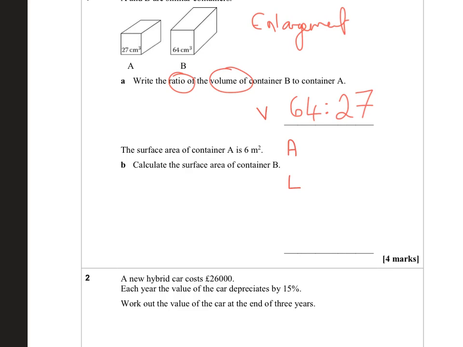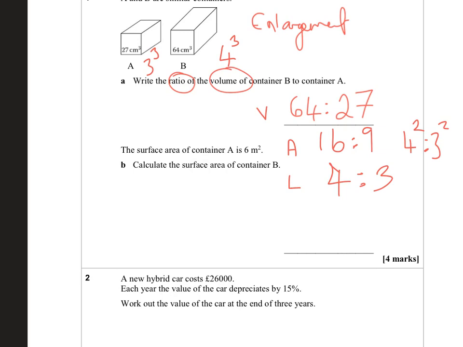If you notice, 64 is 4 cubed and 27 is 3 cubed. And because when you do volume, you've got cube units, whereas with linear scale factor you haven't, this should just be the cube root. So the linear scale factor would be 3 to 4. Sorry, the linear ratio would be, no, it wouldn't. It would be 4 to 3. 4 to 3. And the area would be 4 squared to 3 squared. 16 to 9.